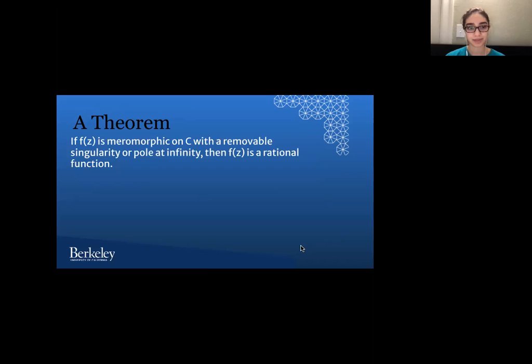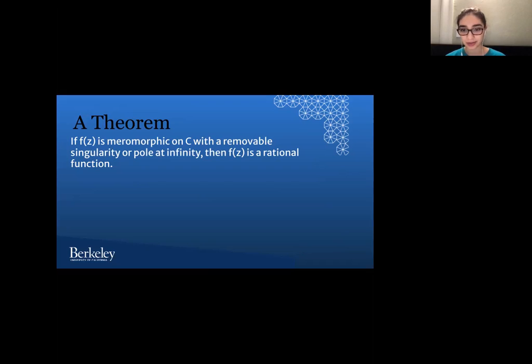All right. So the theorem I want to discuss states that if a function f of z is meromorphic on C with a removable singularity or a pole at infinity, then f is a rational function. A rational function is defined to be the ratio of two polynomials. And recall that polynomials are indeed entire functions.